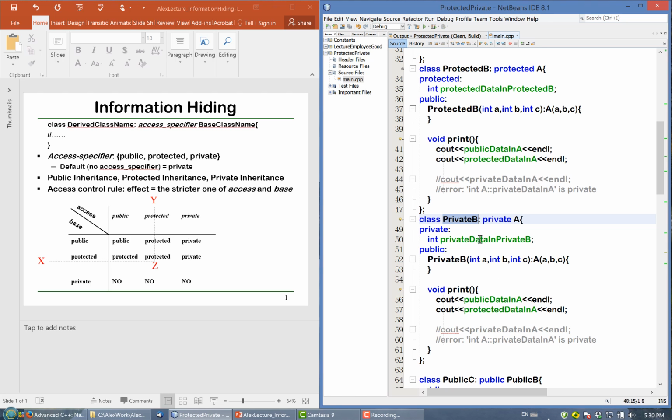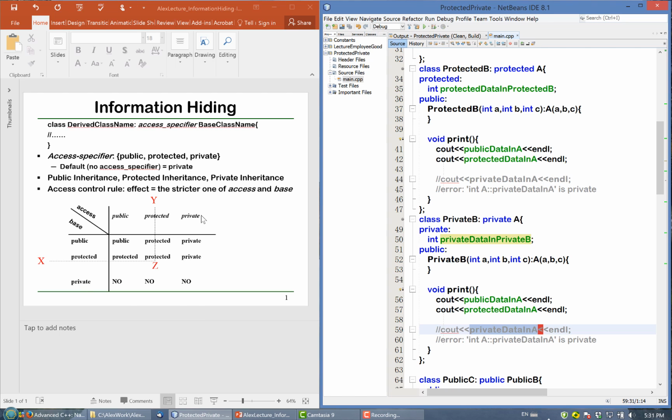So their accessibility is similar to the private data and functions in the direct class. The accessibility of public data in A and protected data in A is the same as private data in this private B class. And for private data and functions in the base class, they cannot be accessed by the direct class. So for private data and functions in the base class, no matter what inheritance it is, they are inaccessible in the direct class.